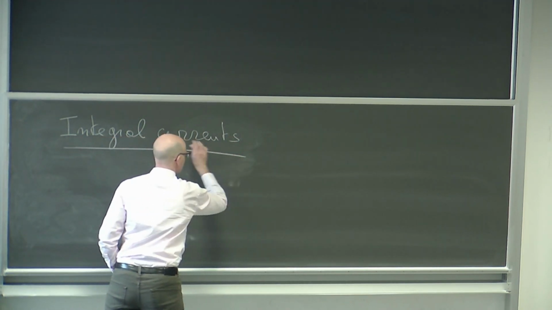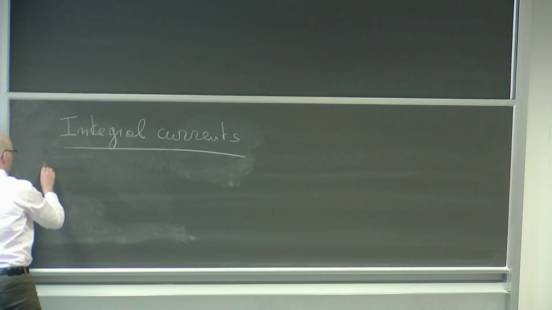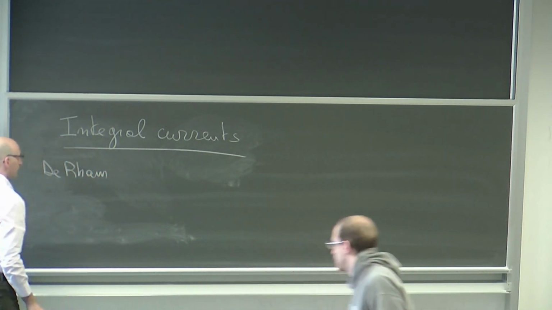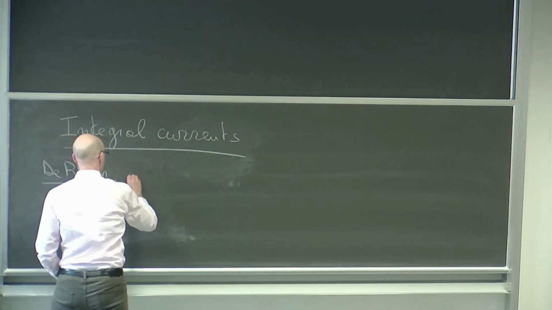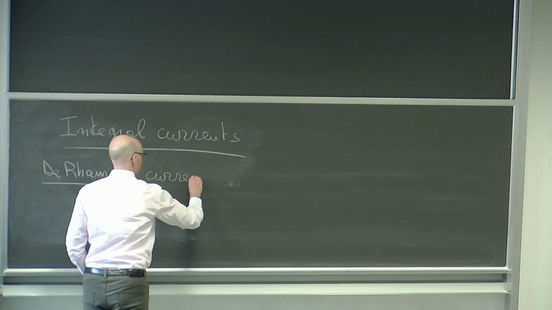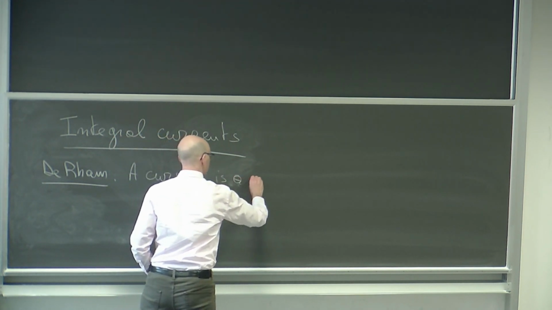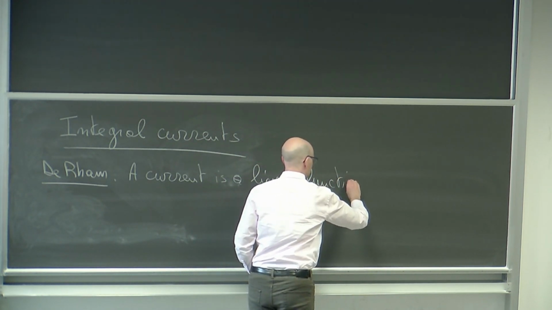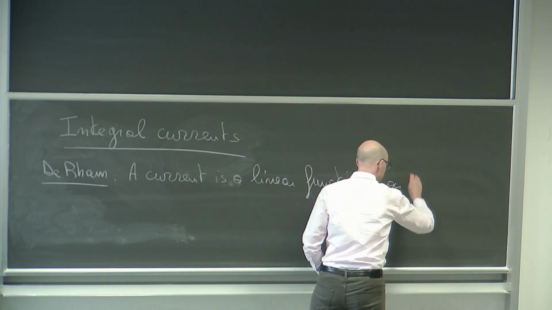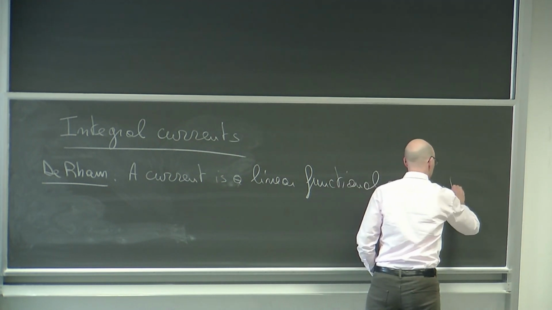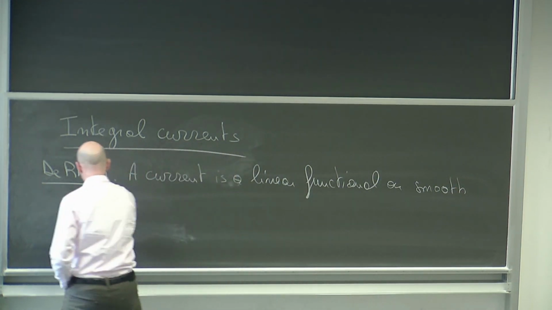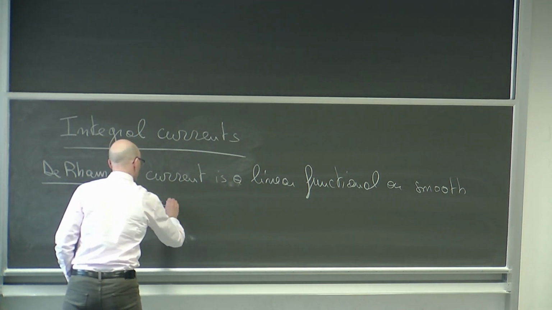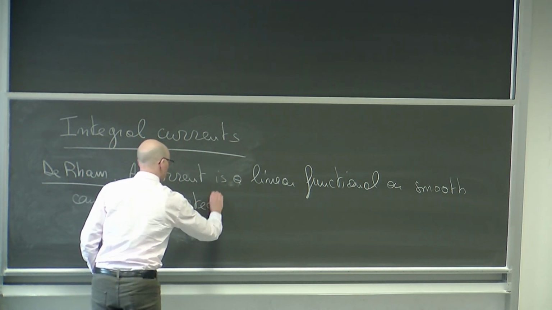Okay, so the concept of a current actually was introduced by de Rham, I believe, just a bit after the Second World War. And so a current is a linear functional on smooth, compactly supported differential forms.